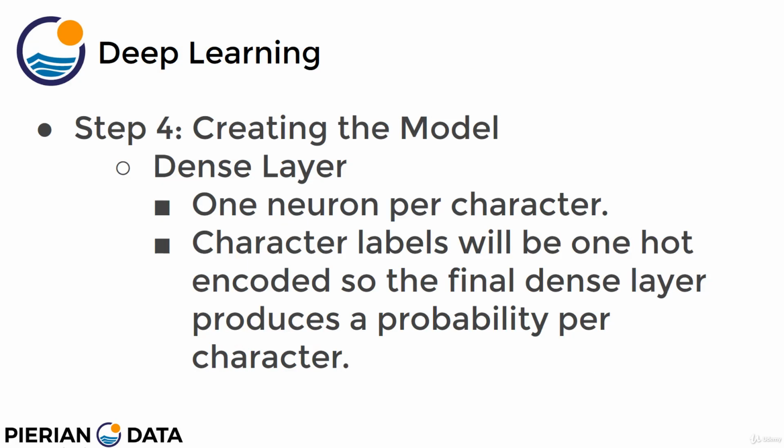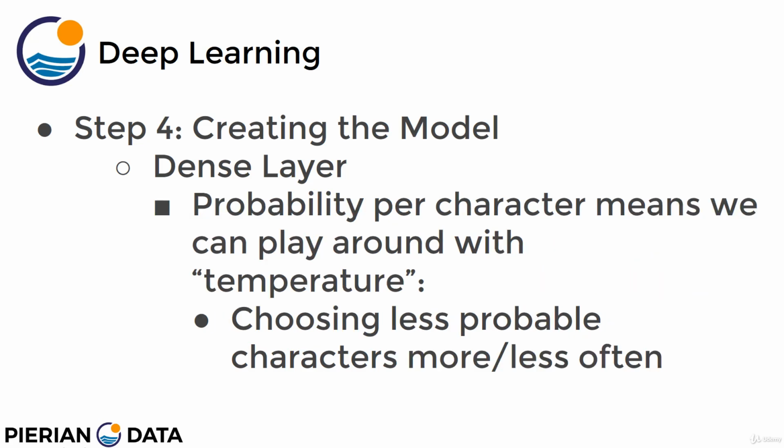And then finally, we have the dense layer, where there's essentially 1 neuron per character, and character labels will be one hot encoded, so the final dense layer essentially produces a probability per character. And what's really nice about that probability per character is that means we can play around with what's known as temperature. Essentially, we can manipulate the probability drawing and maybe not just choose the highest probability character, but adjust temperature so that less probable characters happen either more or less often, depending on that factor. So we'll be discussing that as we code along as well.